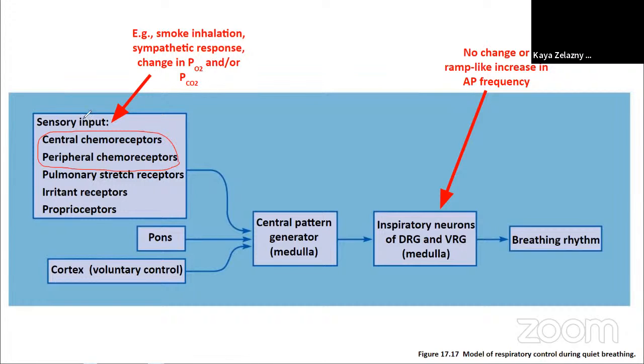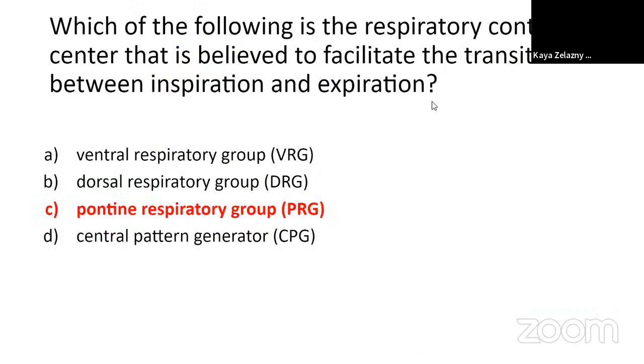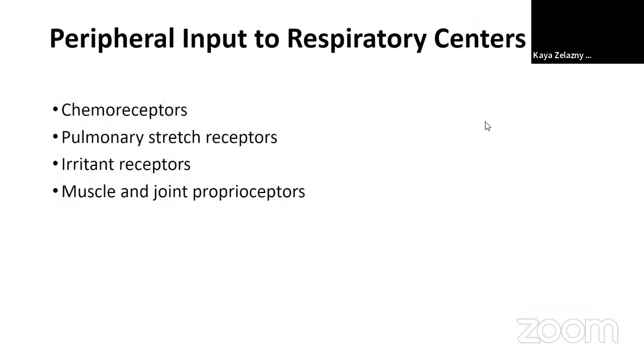We do have other sensory input, so we can sense the stretch in our lungs. We have stretch receptors. We can sense irritants, like smoke. We can sense how our body feels, so proprioceptors. So all sorts of stuff is going in there as well. But ultimately, we're thinking about how we set our breathing rhythm. We'll do review questions on Wednesday.